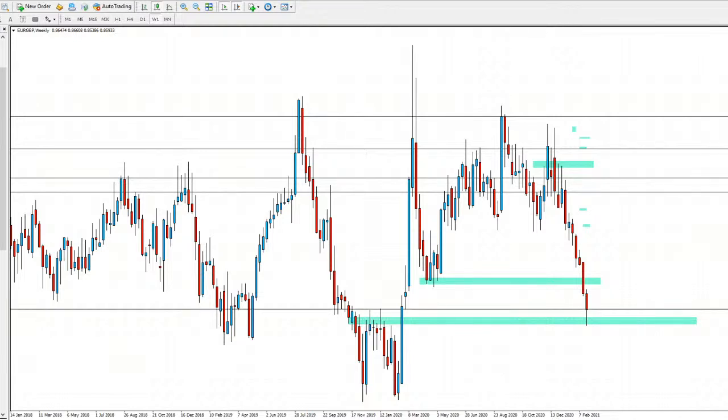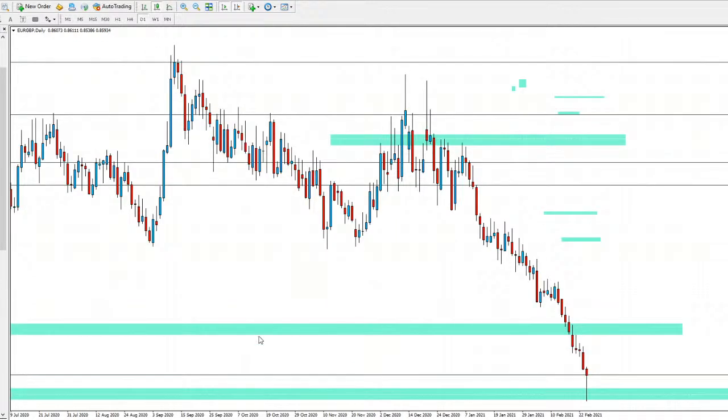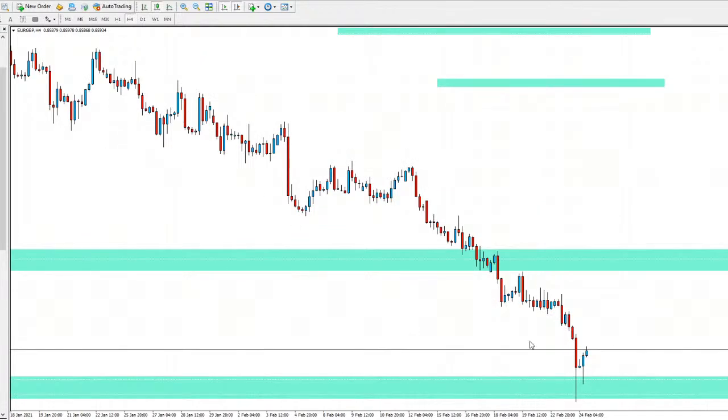Again, you can see the weekly chart very overextended to the downside, and you do expect to see at least some retrace here in the market. And again, on the daily time frame, very overextended to the downside. So I do expect to see a push to the upside for EURGBP.